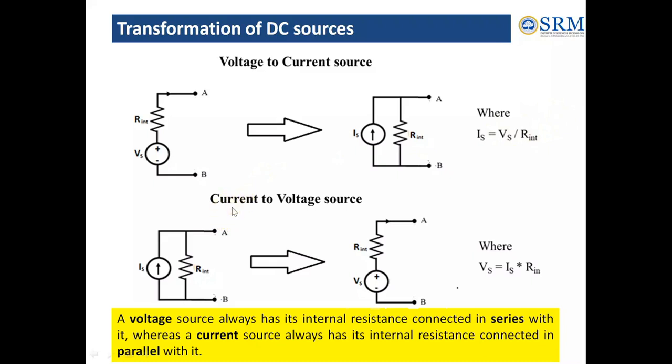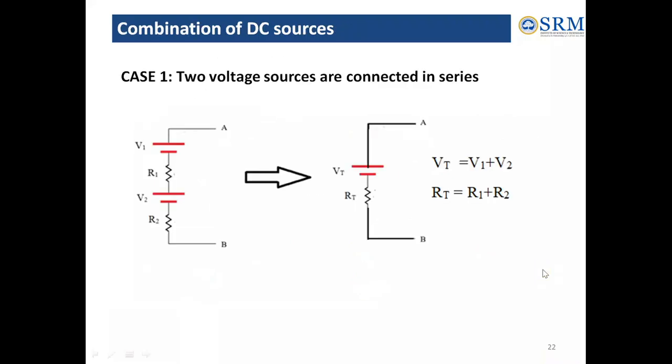Similarly, we can convert the current source to the voltage source by doing the reverse of the above. A voltage source, we always know, has internal resistance connected in series, whereas a current source has internal resistance connected in parallel with it. And here the supply voltage Vs is going to be Is into R int.